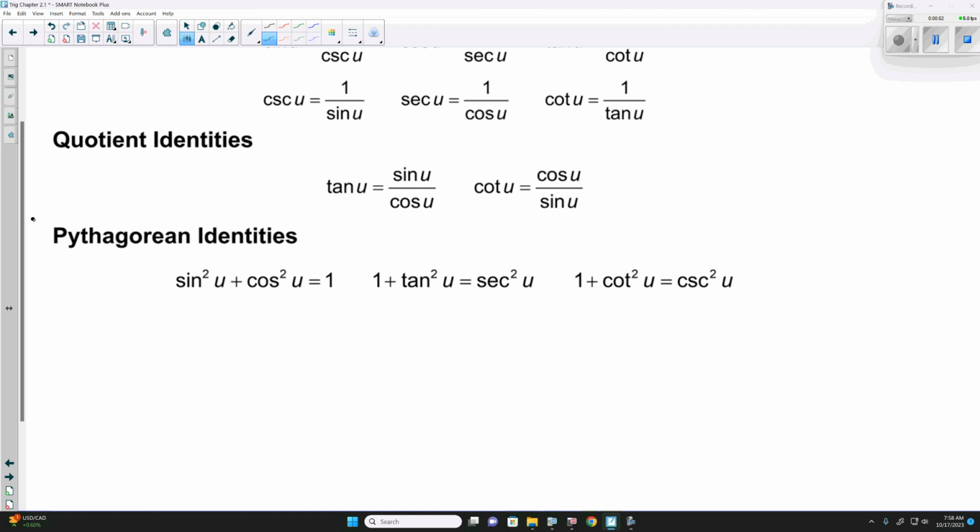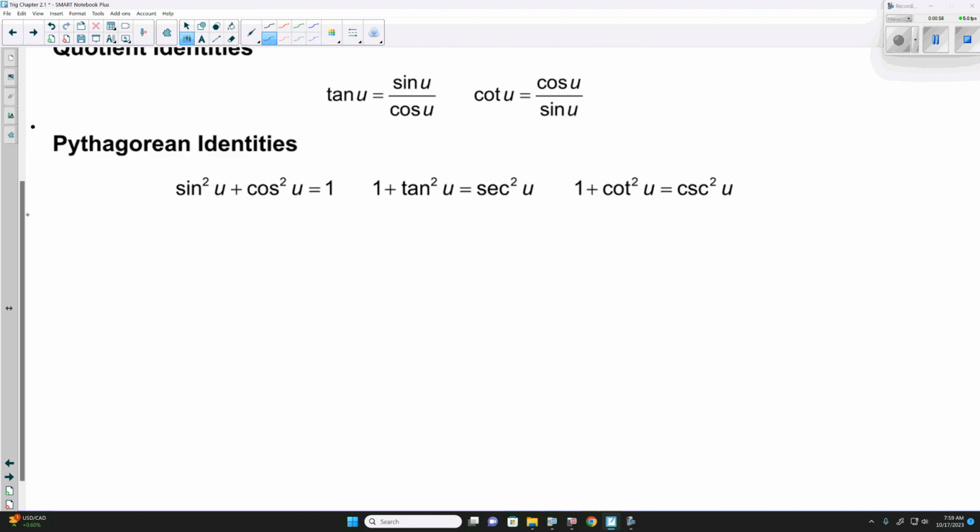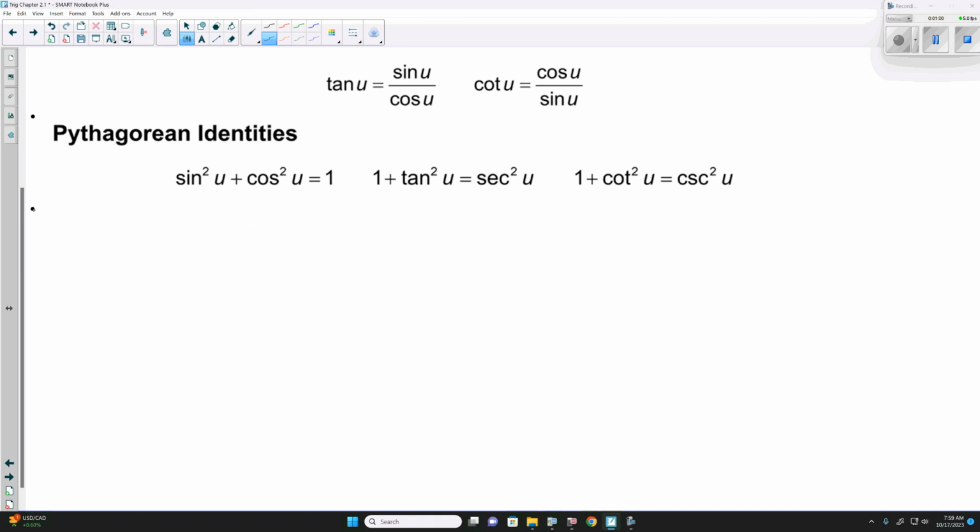Our quotient identity. Tangent's equal to sine over cosine. Cotangent's equal to cosine over sine. We've seen these before. And the most helpful ones out of all of these on the first page, especially for solving, are our Pythagorean identities. And we have these three here.